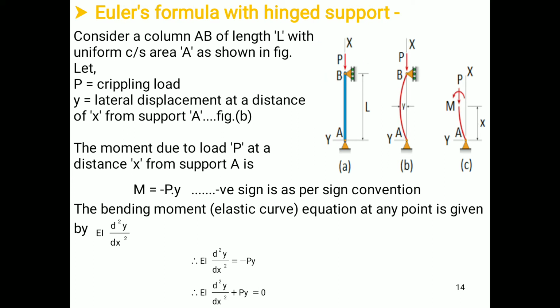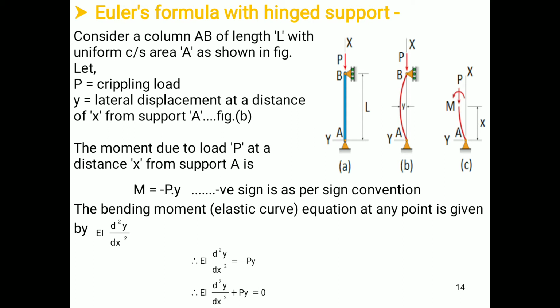Therefore, let P be equal to the crippling load. All of you know what the crippling load is. It is the load at which the column just tends to buckle laterally. Therefore, as it buckles laterally, y will be the lateral displacement at a distance of x from the support A, and that is shown in figure B.